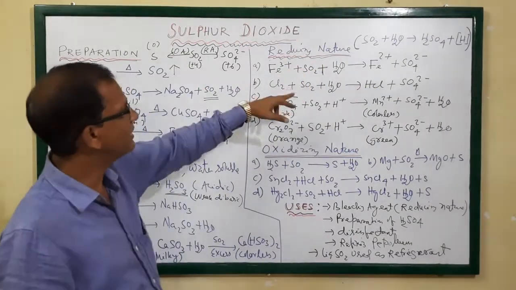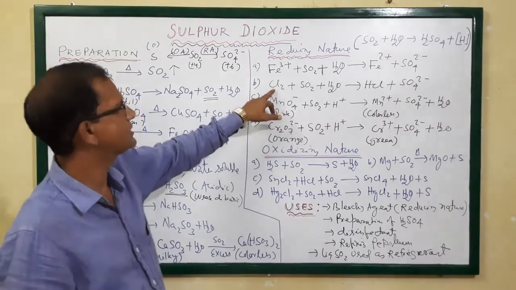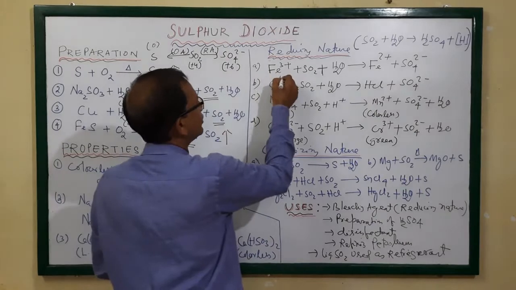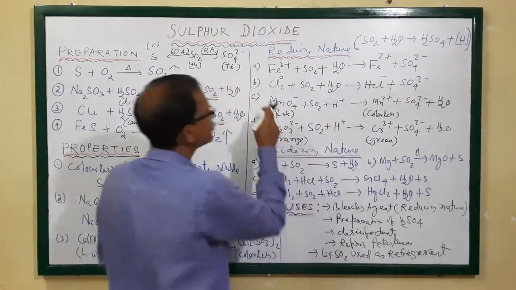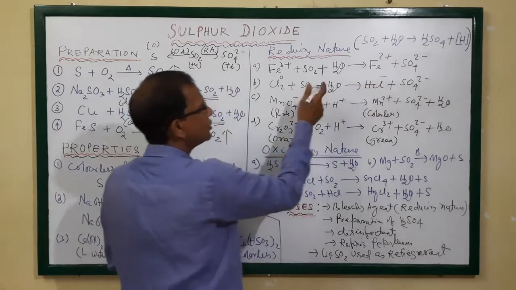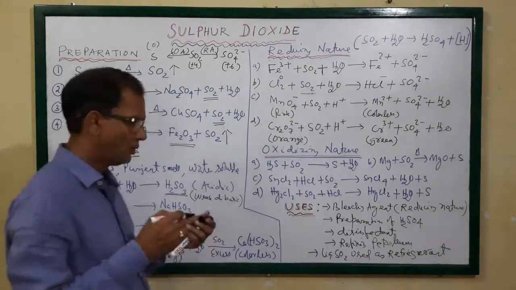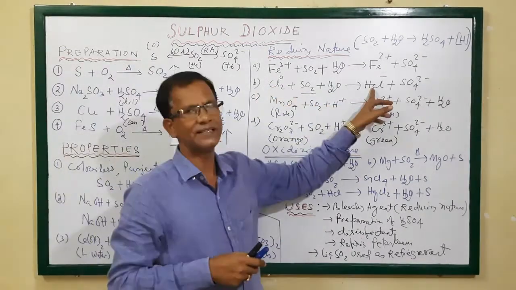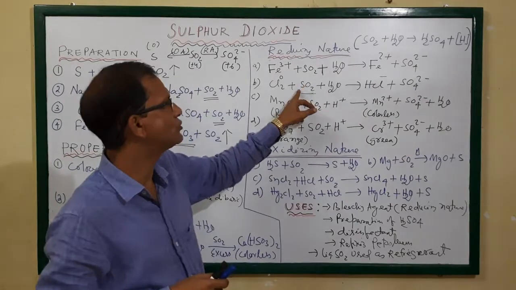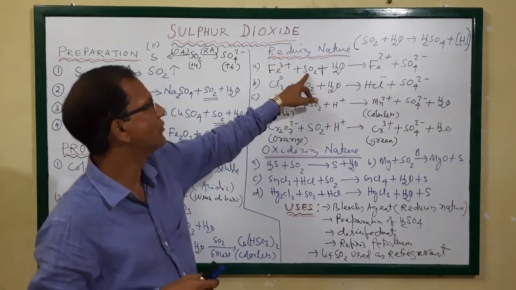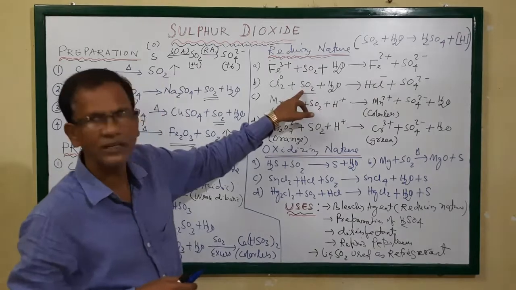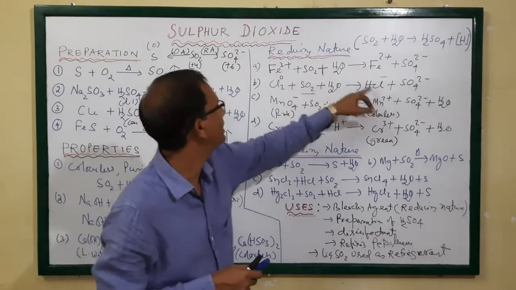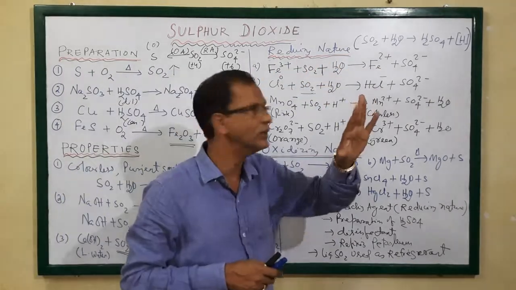Similarly, sulfur dioxide reduces chlorine to HCl, because chlorine is 0 here, now it is -1, so chlorine is reduced to Cl minus by sulfur dioxide. So sulfur dioxide here acts as a reducing agent. It reduces chlorine to HCl and itself is oxidized to sulfate. In both cases you see sulfur dioxide converts to sulfate ion, and the reagent chlorine is converted to Cl minus, ferric converts to ferrous, so it is a reducing property.